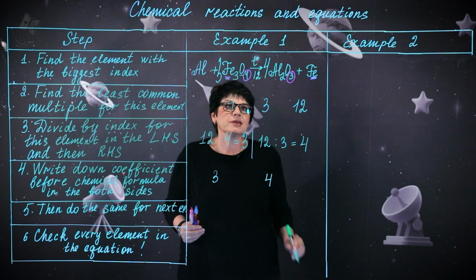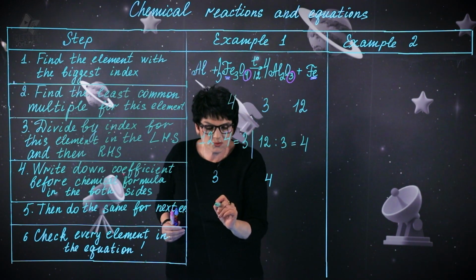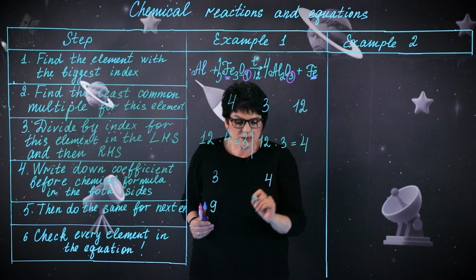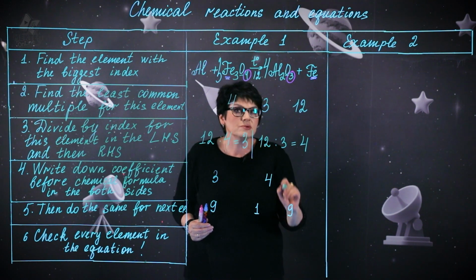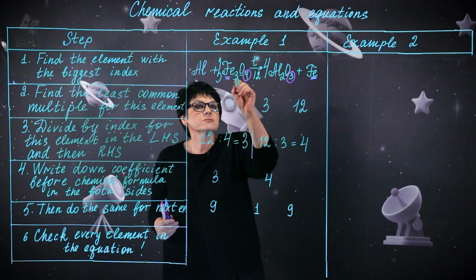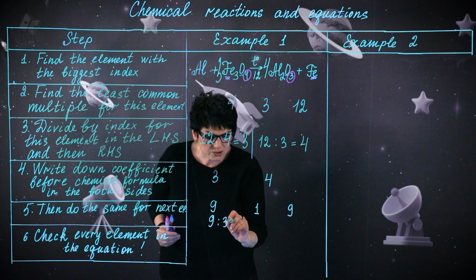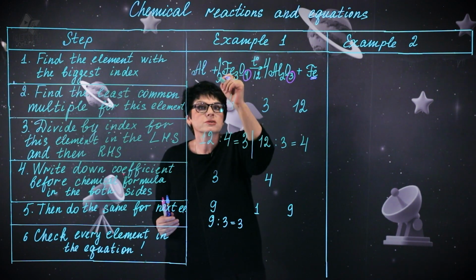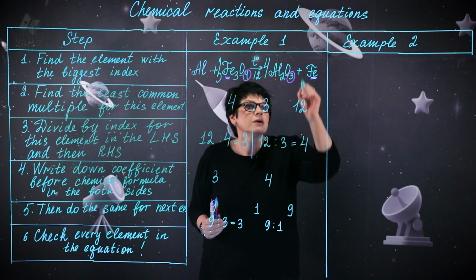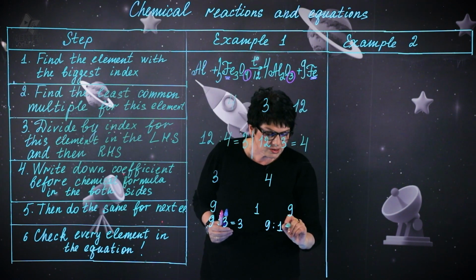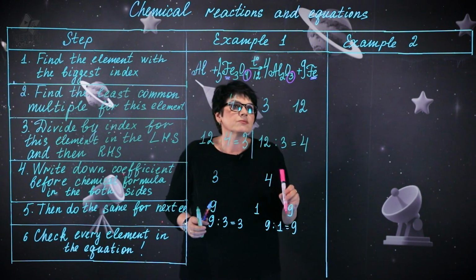Now, moving forward, the next item on the list is iron. It is 9 on the left side, whereas on the right side, it is 1. So the multiple for iron is determined to be 9. To obtain the coefficient, we divide 9 by 3, resulting in a coefficient of 3. Here it is, number 3, standing right there. And on the right side, we divide 9 by 1. Therefore, we end up with 9 in front of iron on the right side. Now we simply need to balance the final element.